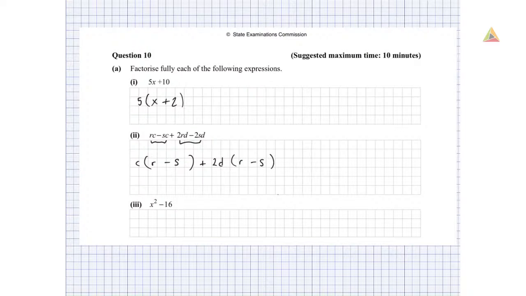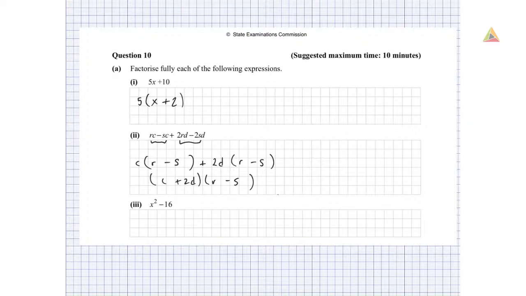And again, you can see here, we know we're right because we have the same letters in this set of brackets as we do in this set. So we're going to put them into the proper order now. So it's going to be C plus 2D in one set of brackets and R minus S. And that's it solved.